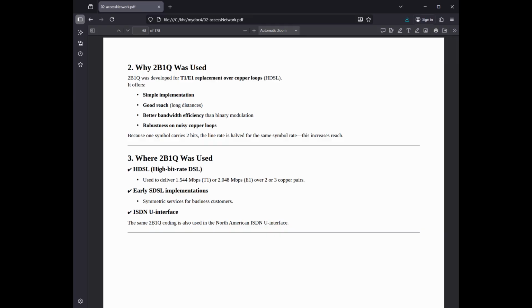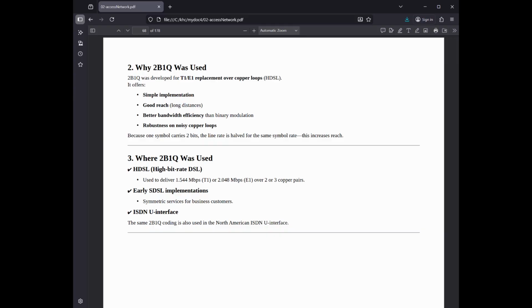data throughput. Where 2B1Q is used: while modern residential broadband, like VDSL2, has moved to the more complex DMT, discrete multitone, modulation, 2B1Q remains a foundational technology in specific telecom sectors. Integrated Services Digital Network, ISDN. 2B1Q is the standard line code for the ISDN BRI, Basic Rate Interface, U interface in North America. It allows a single copper pair to carry 2 64 kbps B channels, voice/data, and a 16 kbps D channel, signaling.